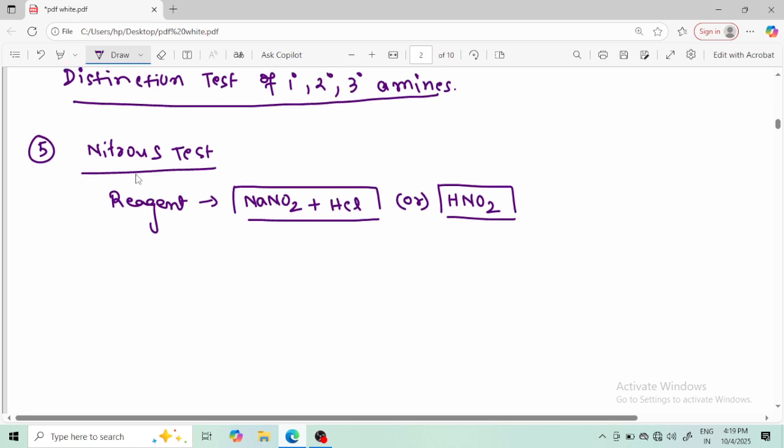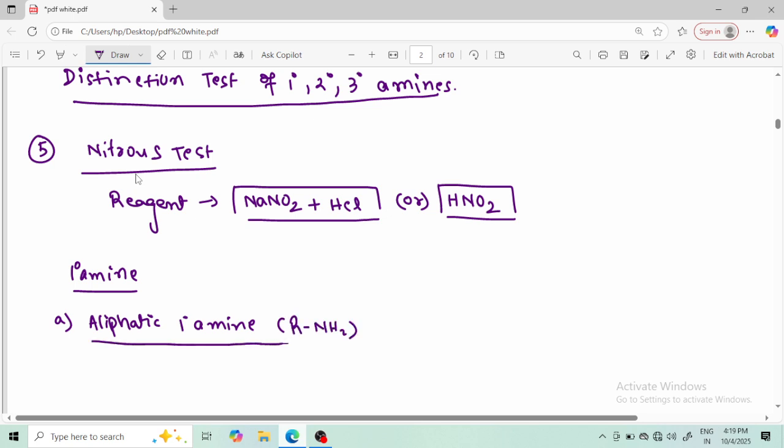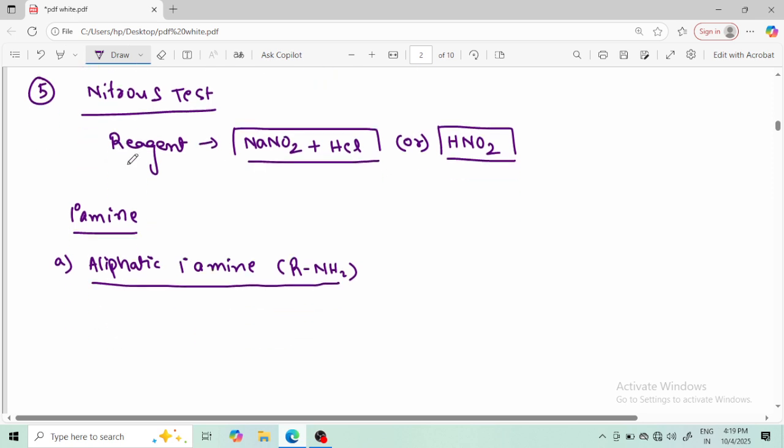So here let's focus on 1 degree amine, that is primary amine. Under 1 degree amine we can divide this into two parts. The first one is aliphatic amine. Aliphatic 1 degree amine means I am talking about RNH2, where NH2 is not directly connected to the benzene ring. Now let's say RNH2 is reacting with any one of the reagents, either this one or this one.